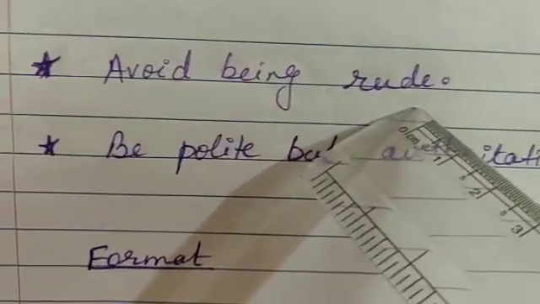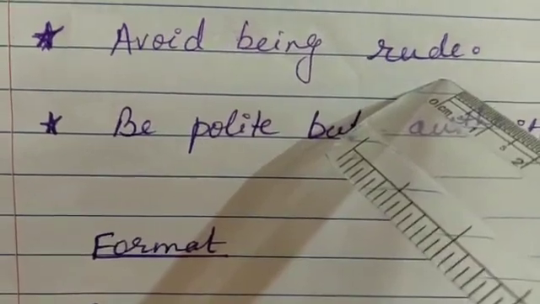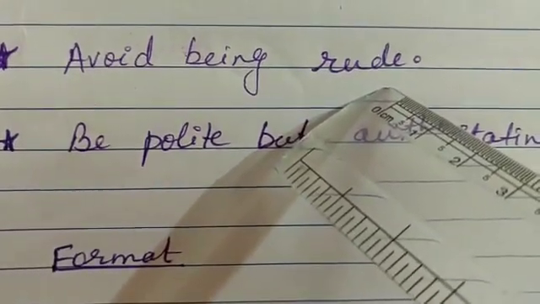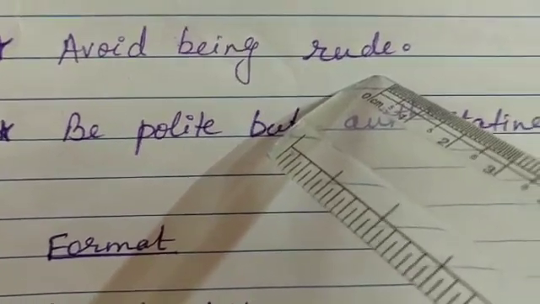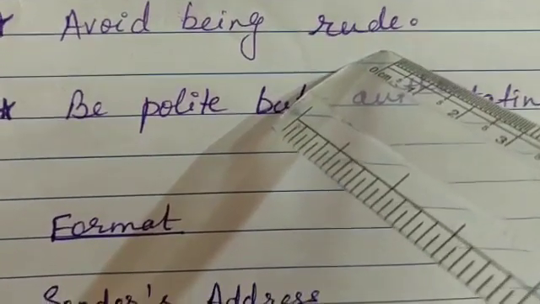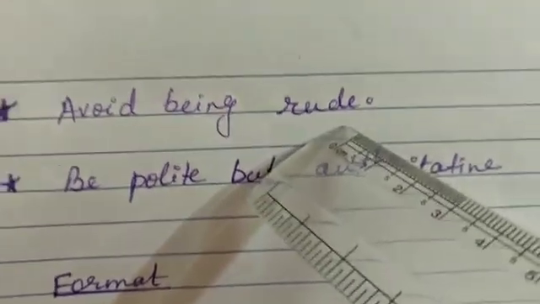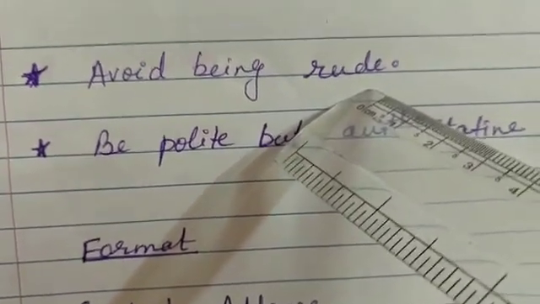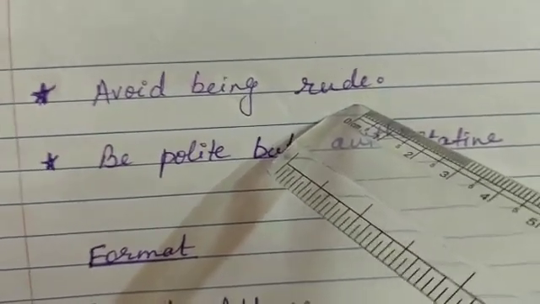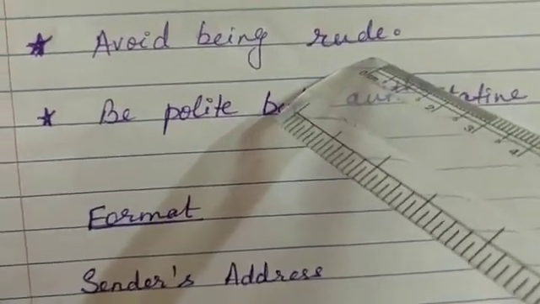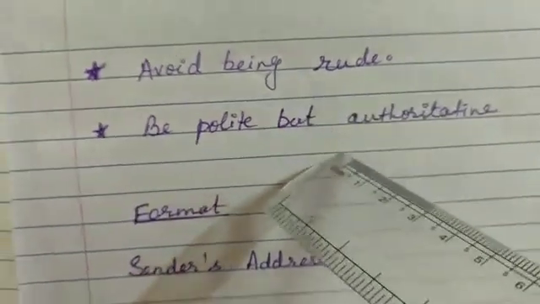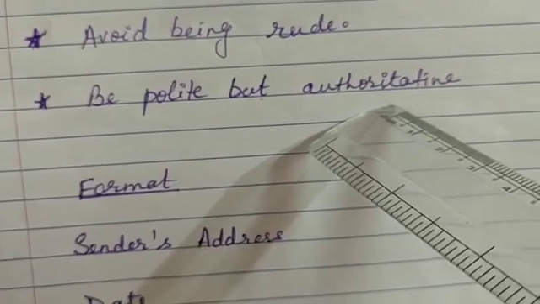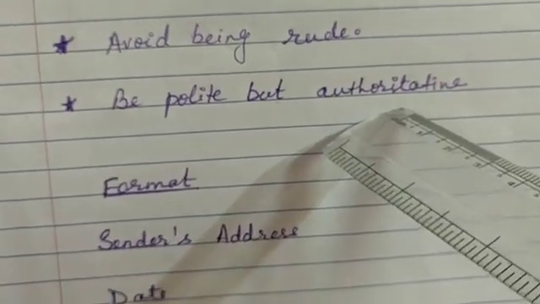Avoid being rude. Use the correct tone to write a complaint letter. Remember that the person who will receive the letter is not the one responsible for the problem, but he or she can help to ensure that you get the best service. So, be polite but authoritative. It lets the recipient take your letter with a bit of seriousness.